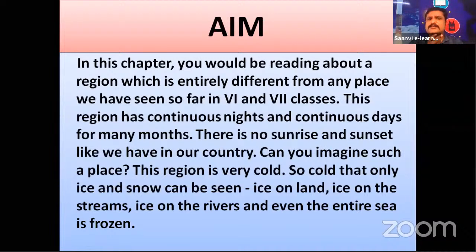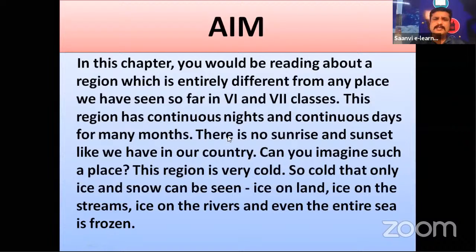Can you imagine such a place? This region is so cold that only ice and snow can be seen. Ice on land, ice on streams, ice on rivers, and even the entire sea is frozen. Where? In the polar regions. Listen, students, in the polar region there is ice everywhere, snowfall continues, and day and night are also irregular, not equal. So this type of climate we can see in the polar region.